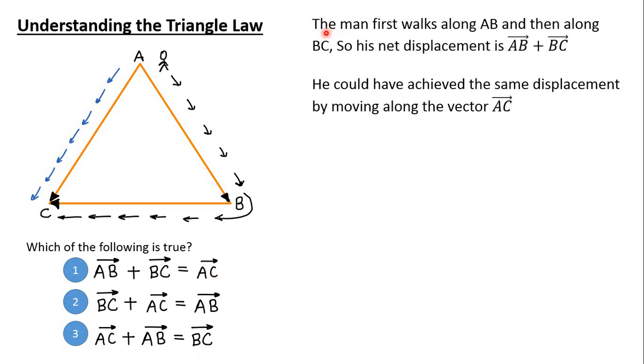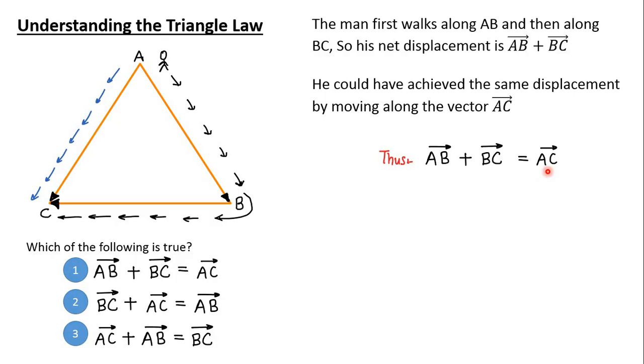So here is the trick: you have to imagine that the man first walks along AB and then along BC. So his net displacement is AB plus BC. So we should think of vectors as displacements. His net displacement is AB plus BC, which is the same as the displacement AC. So he could have achieved the same displacement by moving along the vector AC. That is why we can say that the two displacements AB plus BC is same as one single displacement AC. So we have to identify these by looking at the directions of the arrows.